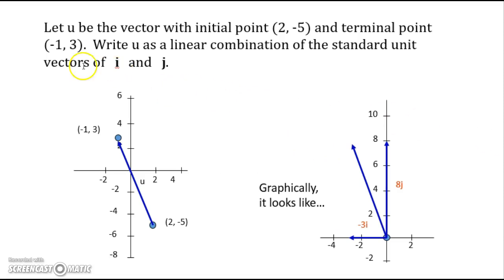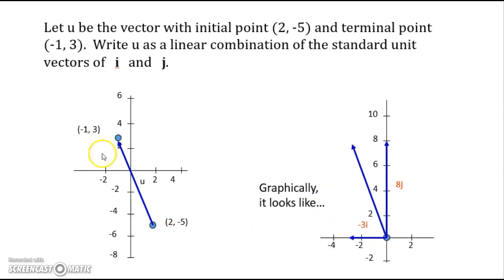So let's talk about the unit vector. Let u be the vector with the initial point 2, -5 and the terminal point -1, 3. We can write u as a linear combination of the standard unit vectors i and j as follows. We would, in essence, pick vector u up and put its initial point at the origin. That's what we're doing when we write it in unit vector component form.